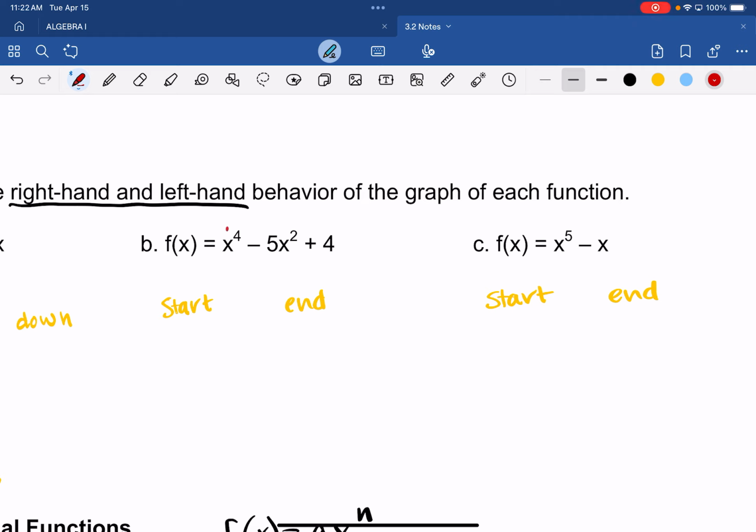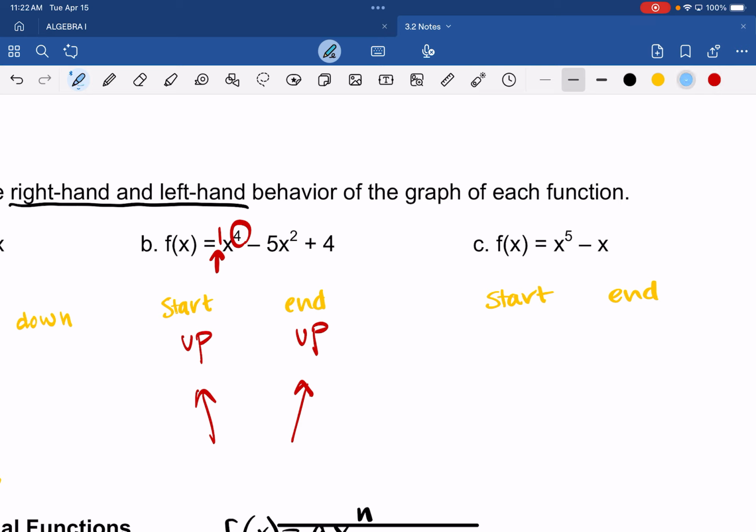All right, so B, I have an even leading coefficient, so I know my end behaviors are going to be the same. They're either both going to be up or both going to be down. I have a positive leading coefficient. I have a positive 1. So what's it going to be? Up, up, or down, down? Up, up. Perfect. Start up, end up. Okay? It's going to look something like this at the very end of my graph.